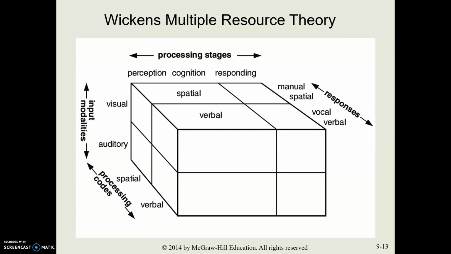Here's a picture of Wickens' multiple resource theory. Again, you can see he's got different aspects. He's got the processing stages. He's got input of stimulus, how we process information, and then our actual response. And so it's a multifaceted model, and so that's why we call it the multiple resource theory. Much more developed.